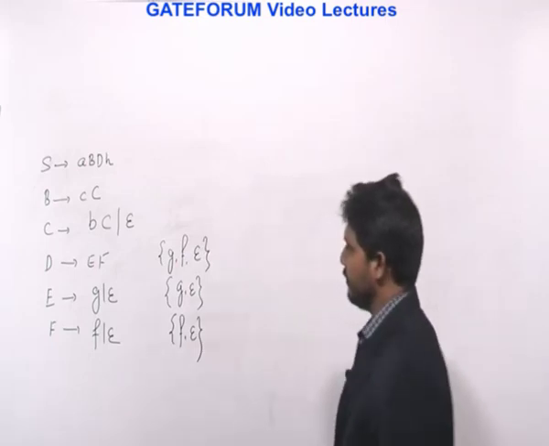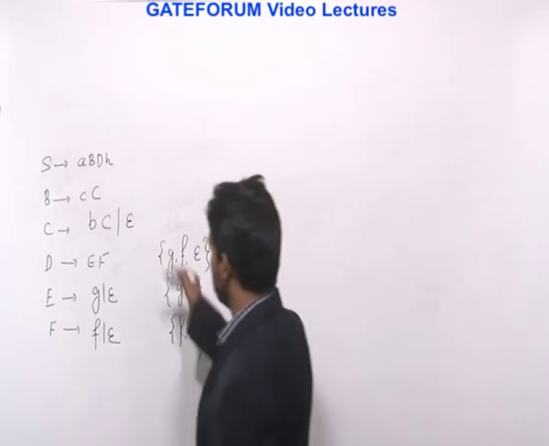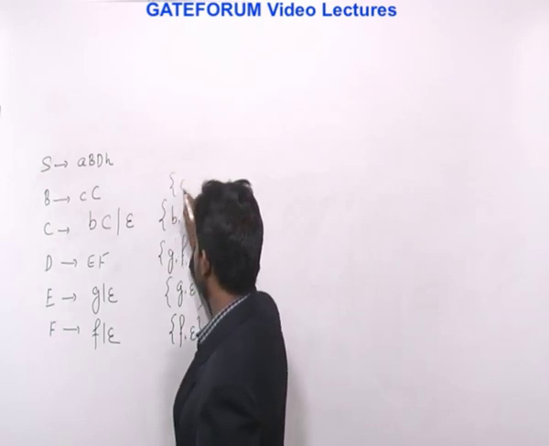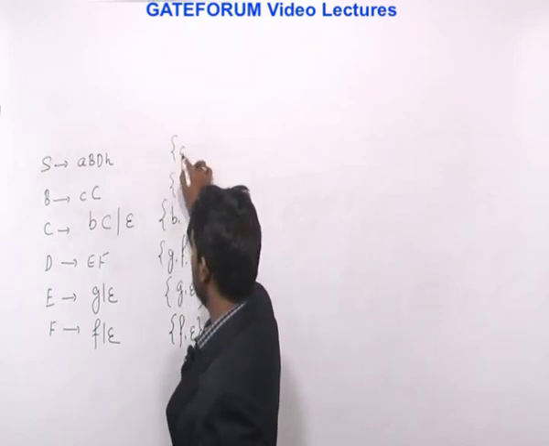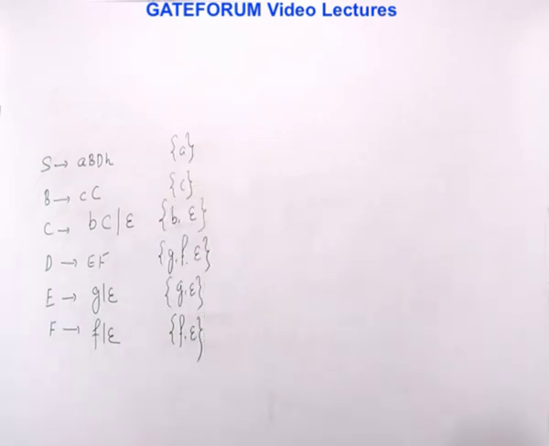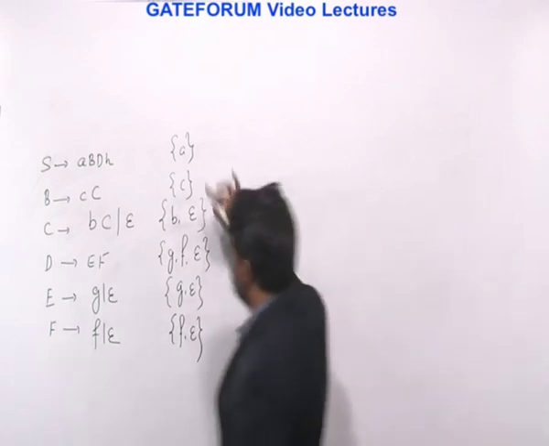First of C is B, and directly the symbols are there, B and epsilon. First of B is small c. First of S is A, so no calculation required. We are done with this. This is our set, representing the first set.